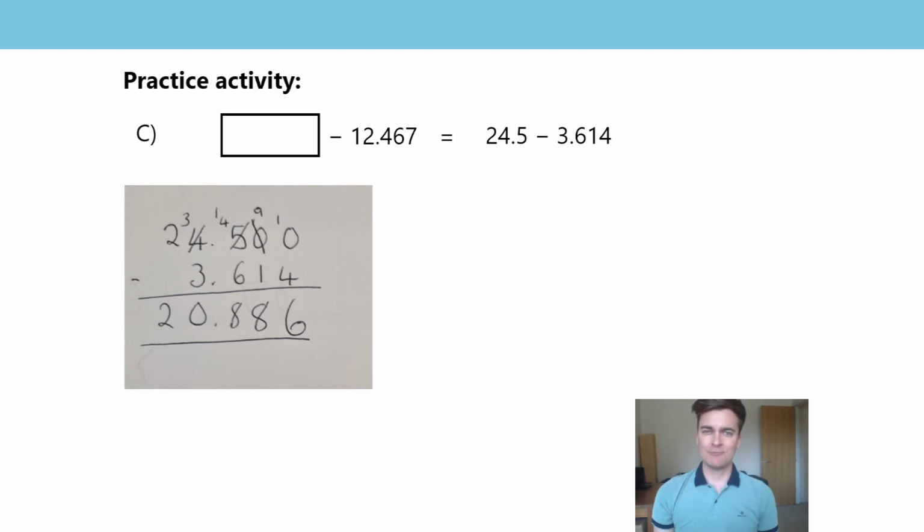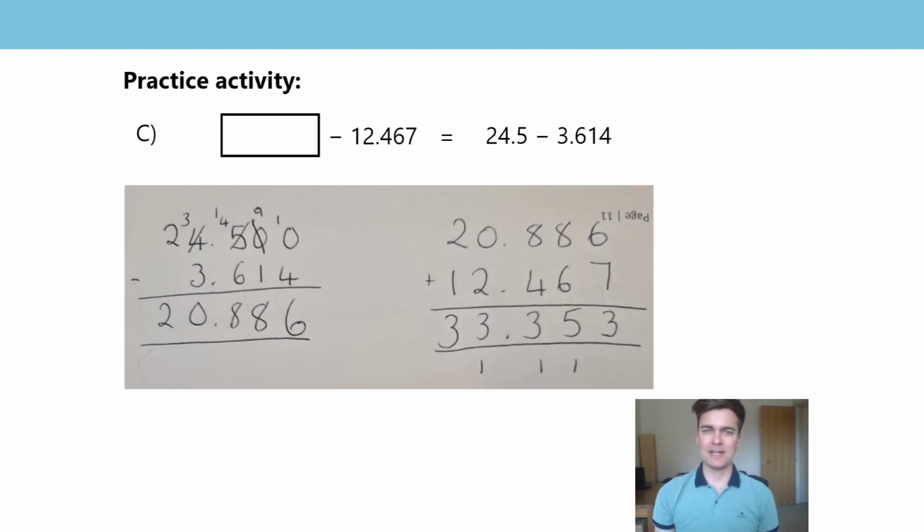Once I'd calculated the right-hand side, I used that to help find the unknown minuend. I added 20.886, the difference from the right-hand side, to the subtrahend from the left-hand side to find the missing minuend, 33.353.